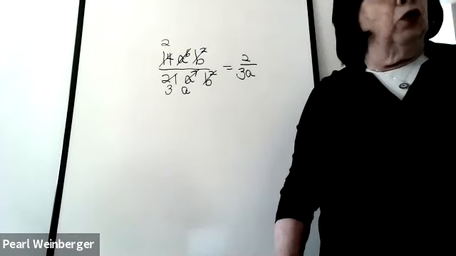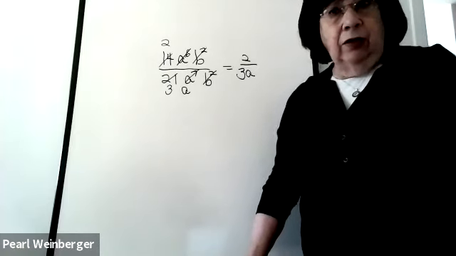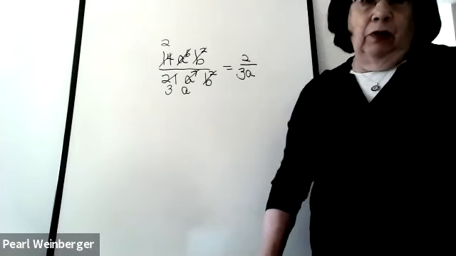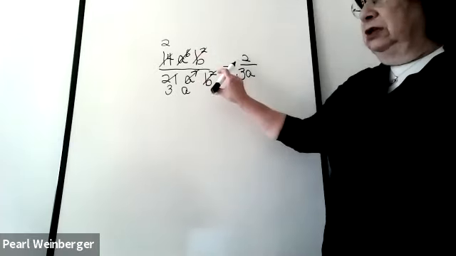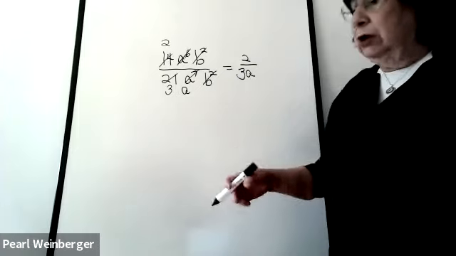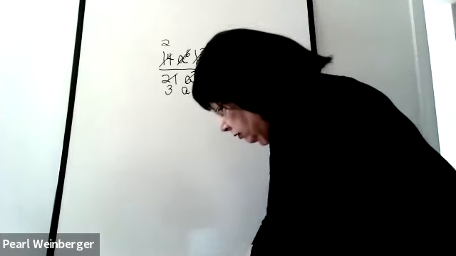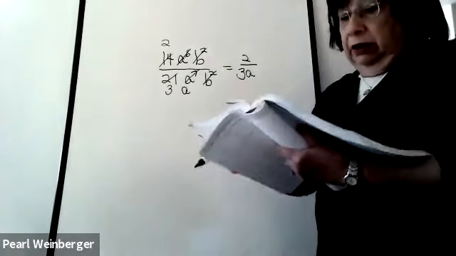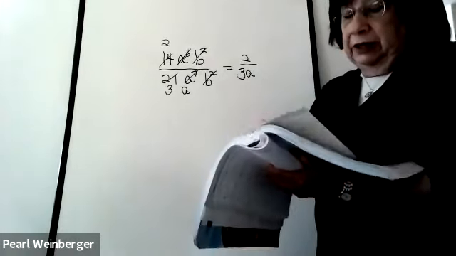Okay, let's see what happens now if we have polynomials. What if I have not just single terms? What if everything's not connected just with multiplication, but I have polynomials? For example, if I have something that looks like this.